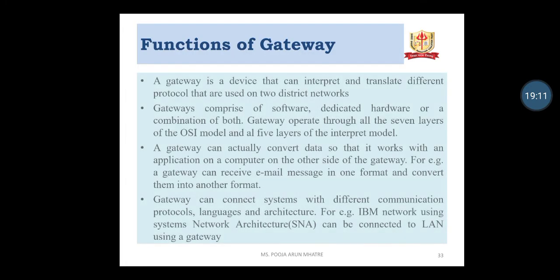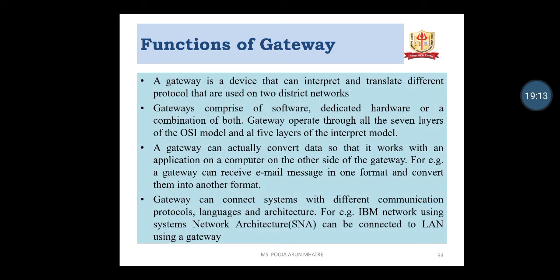The functions of a gateway are: a gateway is a device that can interpret and translate the different protocols that are used on two distinct networks. Gateways comprise software and dedicated hardware or a combination of both. A gateway operates through all the 7 layers of the OSI model and all 5 layers of the internet model. That means the gateway works on all 7 layers of the OSI and all 5 layers of the internet model.